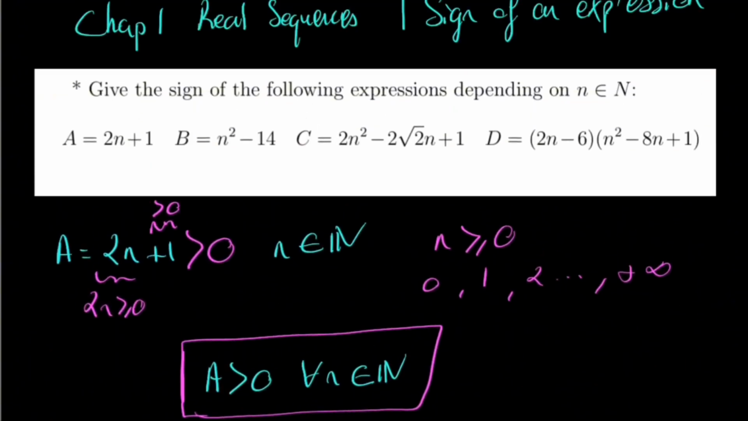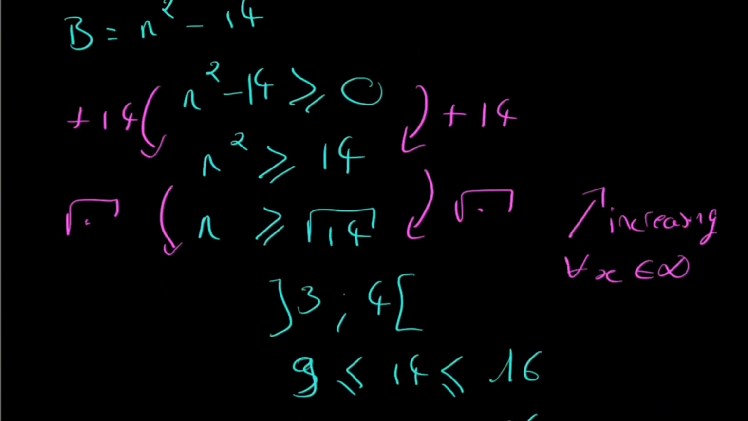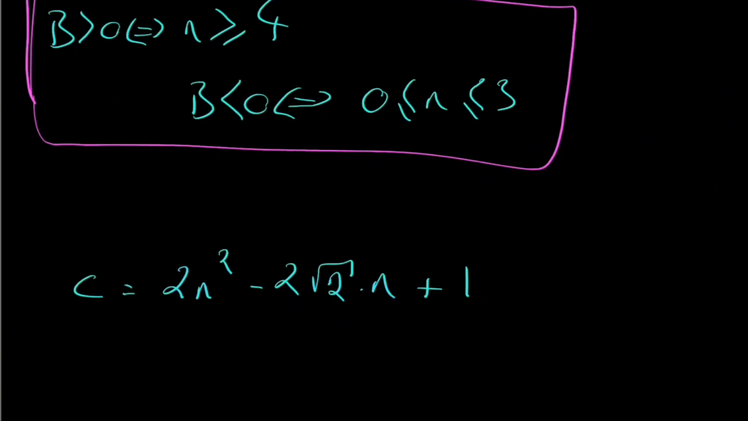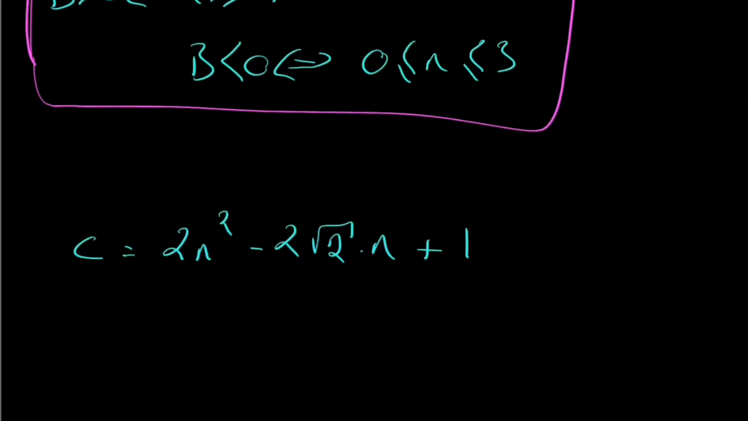Now for the third one. We've got c is equal to 2n squared minus 2 square root of 2 times n plus 1. And here we have something with the square root, the 2, the n squared. We have something that could look like an identity.